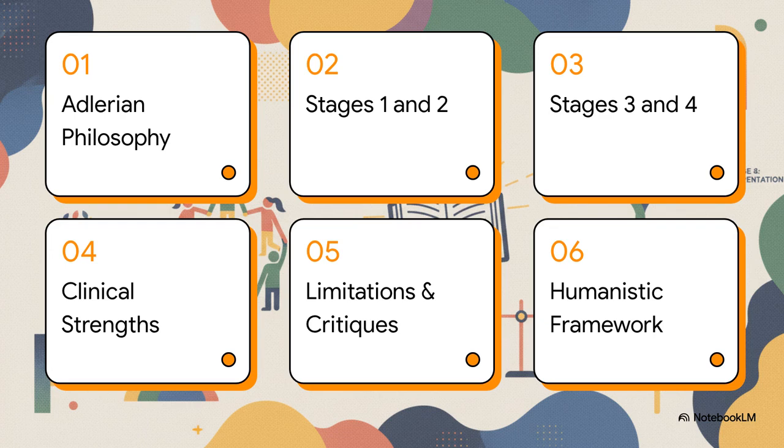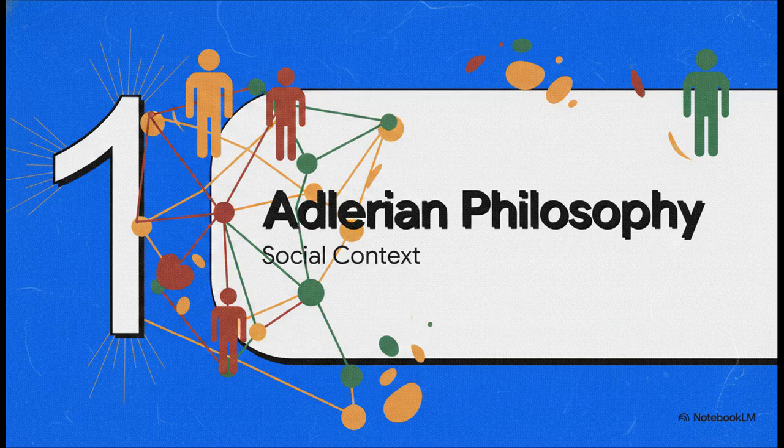Here's our roadmap for today's journey. First, the Adlerian philosophy. Then, stages 1 and 2, followed by stages 3 and 4. After that, we'll hit clinical strengths, look at limitations and critiques, and wrap up with a humanistic framework. Starting off with part 1, the Adlerian philosophy, where it's all about social context over pathology.